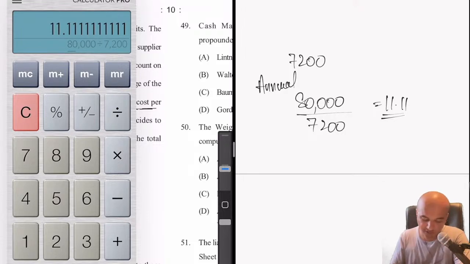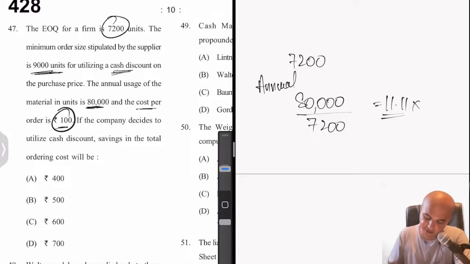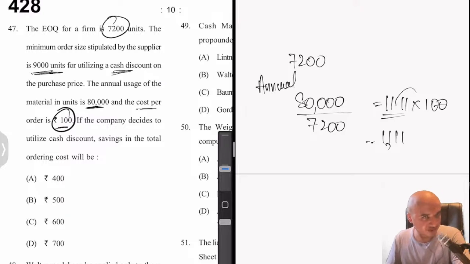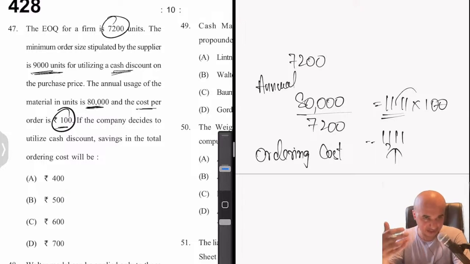But one order right now costs how much? One order costs rupees 100. So 11.11 into 100, you will simply remove the decimal here and be left with 1,111 rupees. That would be the ordering cost without using the cash discount.